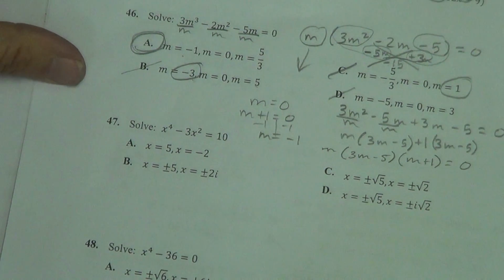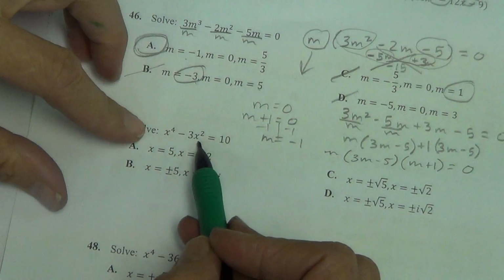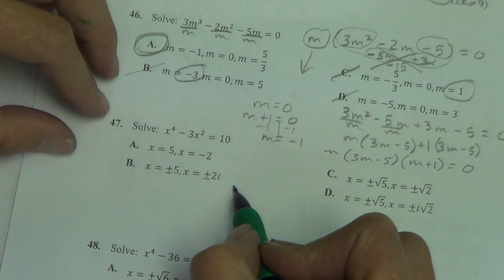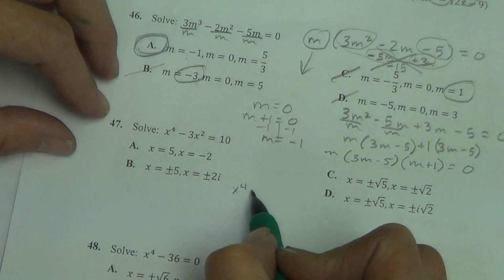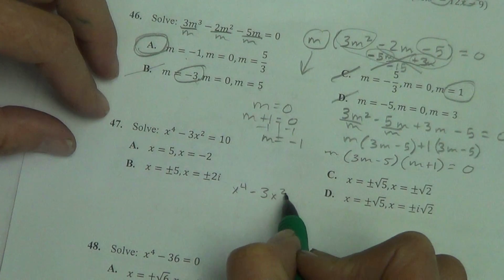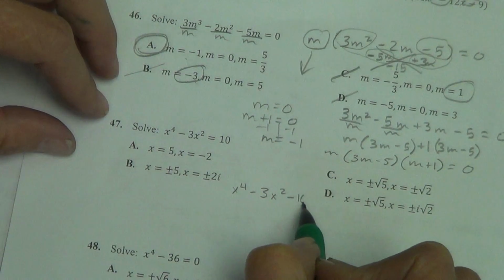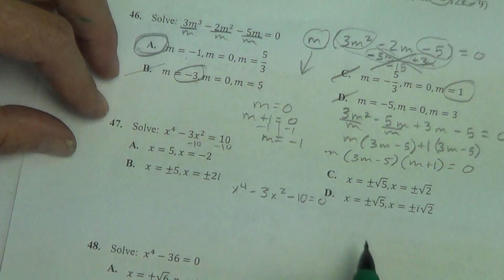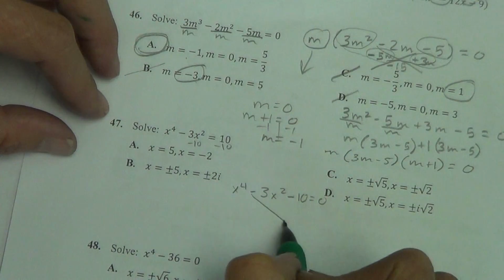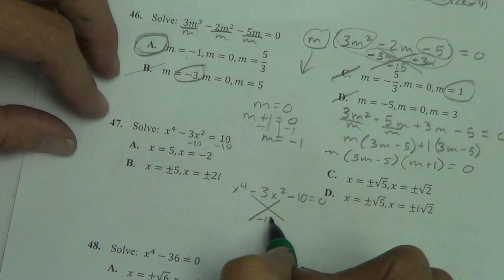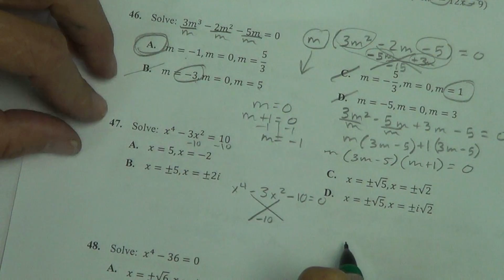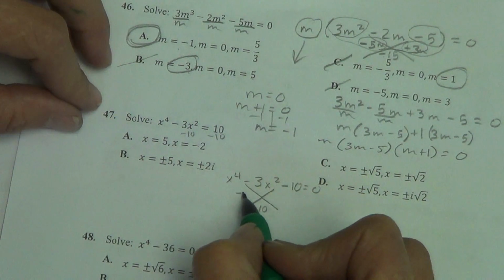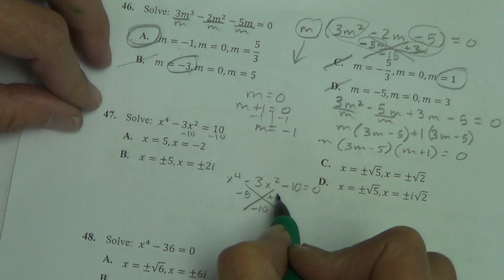Okay, next one, we're supposed to solve this one. Again, it has a middle term, so we're going to end up setting it to 0 and bringing it over to play the x game. So x to the fourth minus 3x squared minus 10 equals 0. You just subtract 10 on each side to eliminate it over there. Negative 10 down here. What multiplies to be negative 10 and adds to be negative 3? That would be a negative 5 and a positive 2.